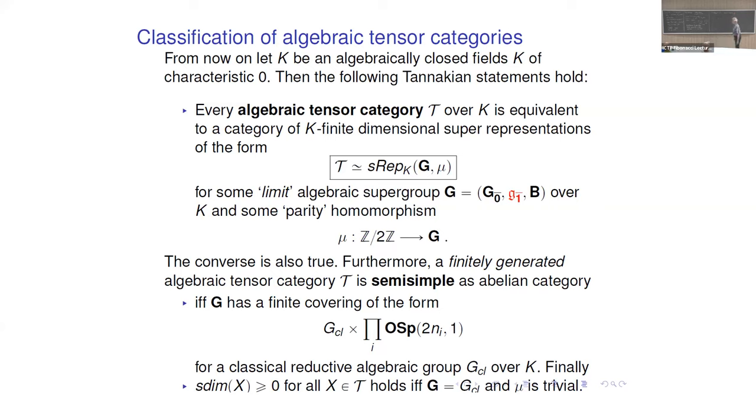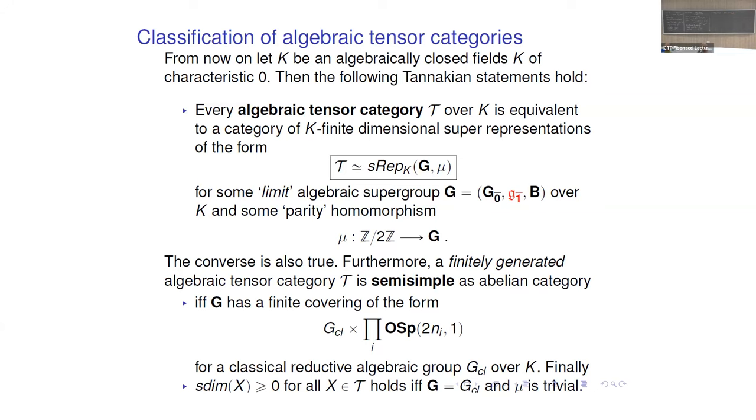However, as an abelian category, it is not semi-simple, almost never. Except for trivial reasons. For instance, if the supergroup is an ordinary group, meaning that this is zero, and the group is reductive, you have the classical result and semi-simplicity of the category. So then it's natural to ask a question.